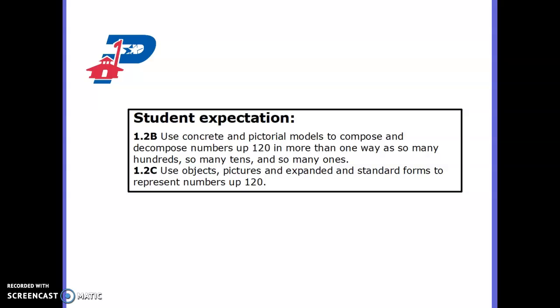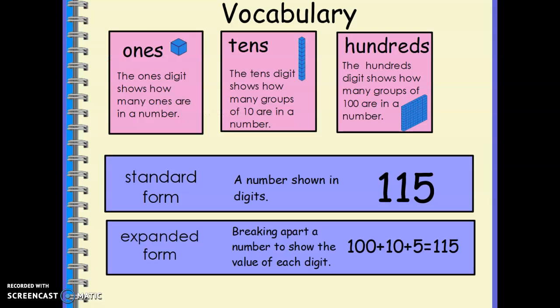Hi guys, today we're going to compose and decompose numbers to 120. Let's review our vocabulary. We have our ones, tens, and hundreds. And here is a standard form, which is a number shown using digits. We have expanded form, which is our numbers shown based on the value of each digit.